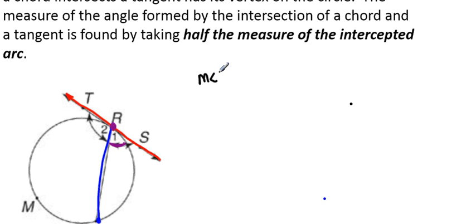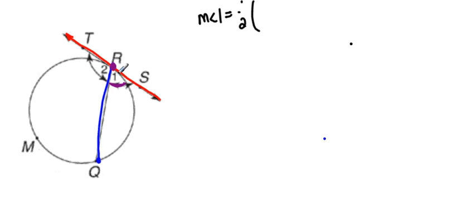So the measure of angle 1, its degree measure, is going to be equal to half of the arc that it intercepts. Well, the arc that it intercepts going around the circle is from point R to point Q. So half the measure of arc RQ.